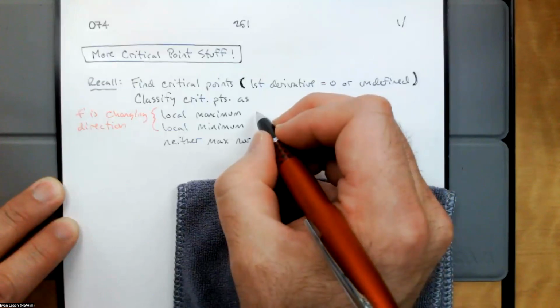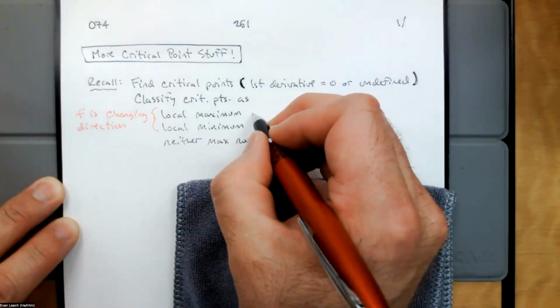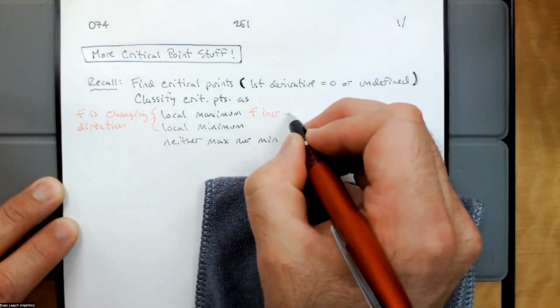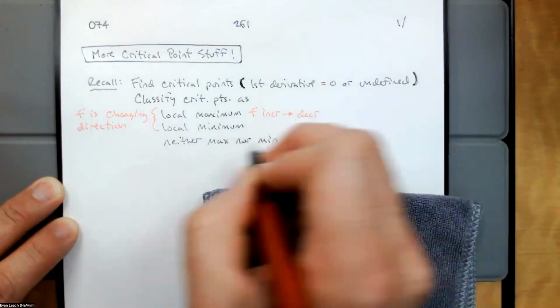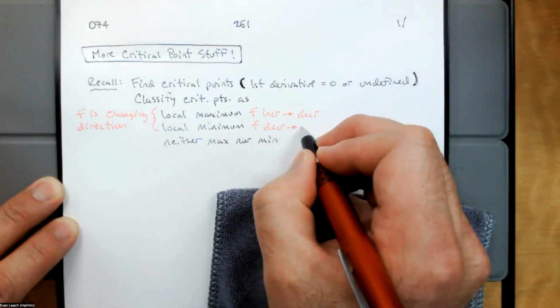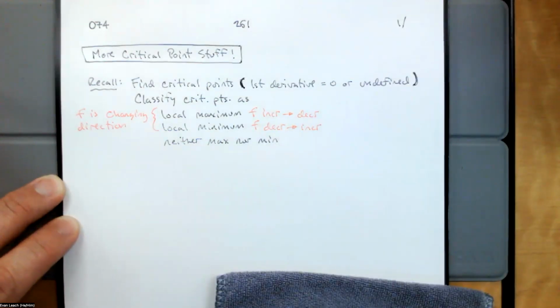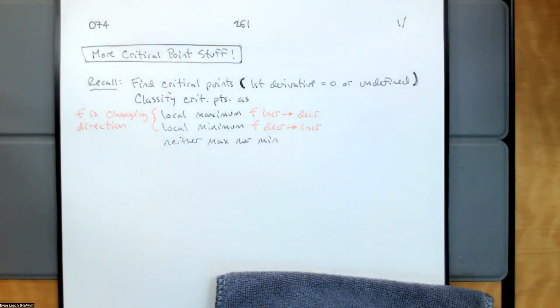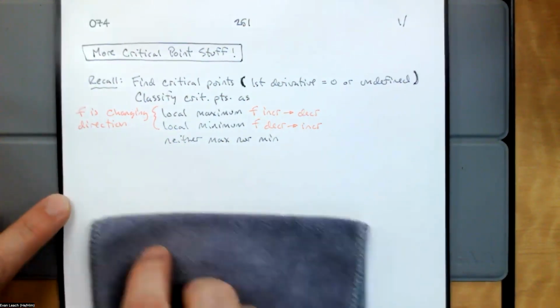A local maximum means f changes from increasing to decreasing. A local minimum means the function is changing from decreasing to increasing. One way we can do this is, since we're looking for a change in direction of the function, we could look for changes in sign of the first derivative. So if f is changing direction, that means f prime is changing sign.